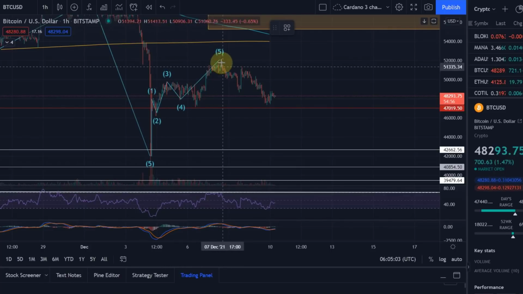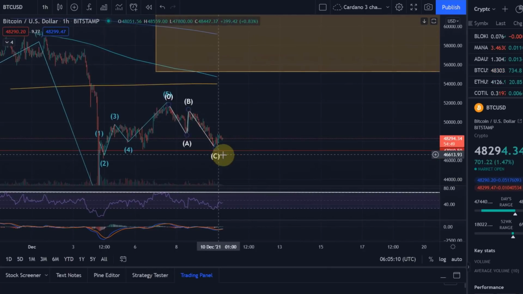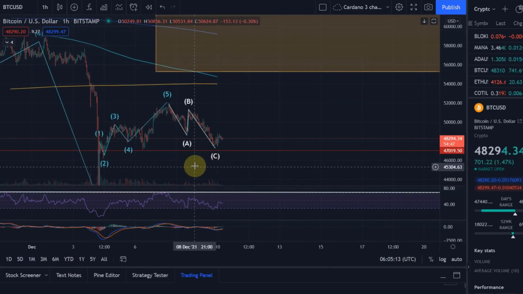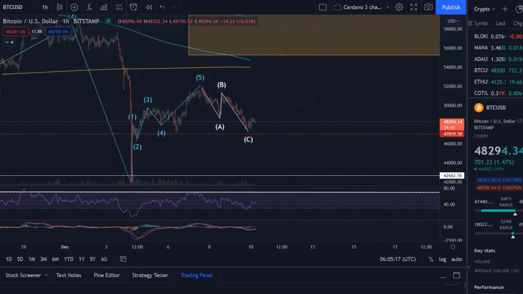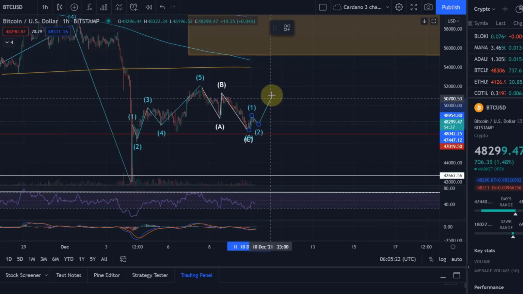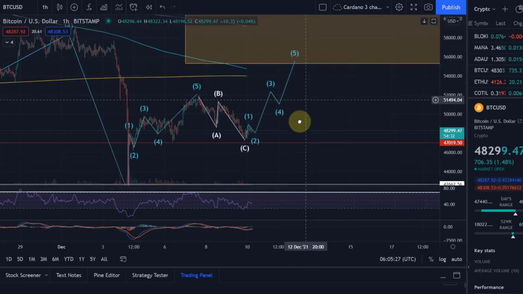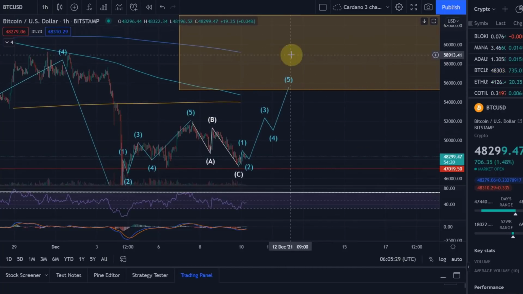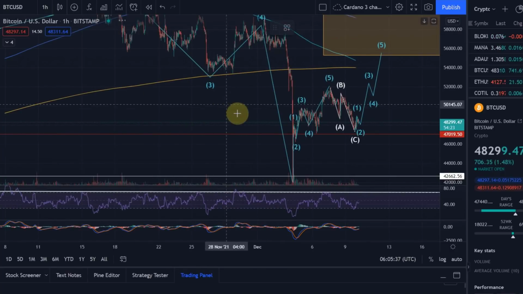Remember, you've got waves within waves, right? And then we had here an A, B, and a C, which would mean in the next move that you come up in a 1, 2, 3, 4, 5, probably here like 1, 2, 3, 4, 5, whatever. That could take us, as I said, into this target area. Anything in here is possible, ideally around the 59k level. That would be an ideal target, I think, for that move.